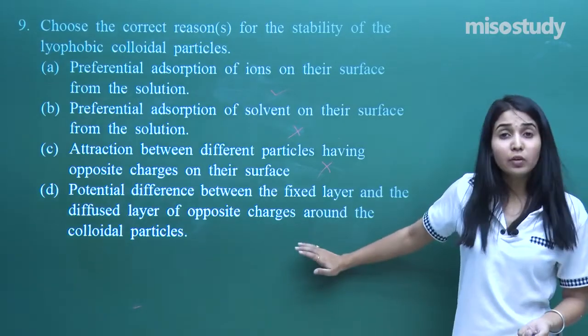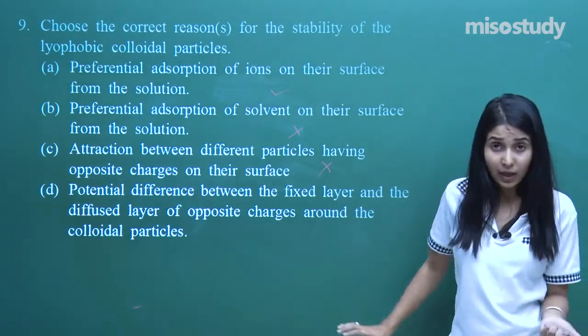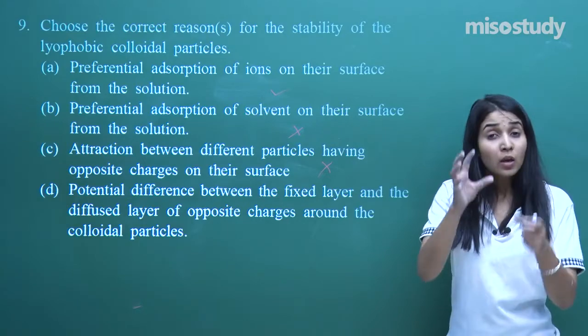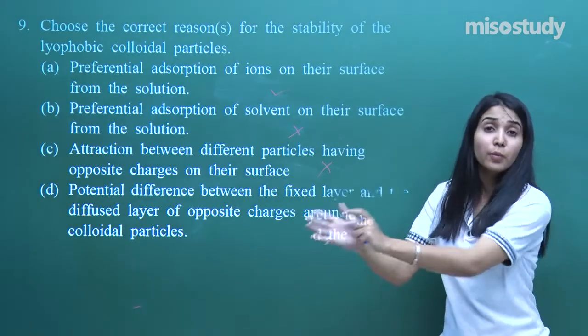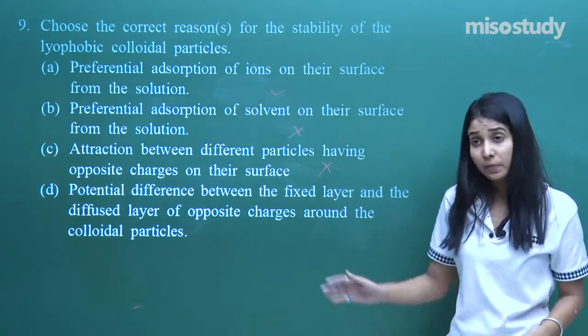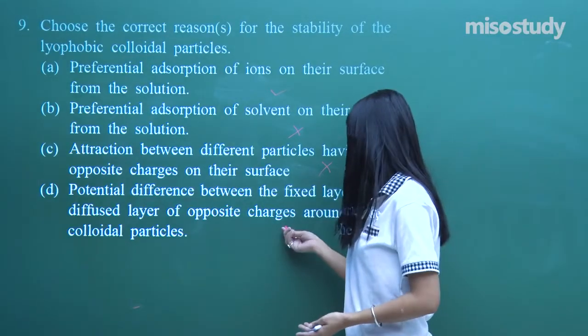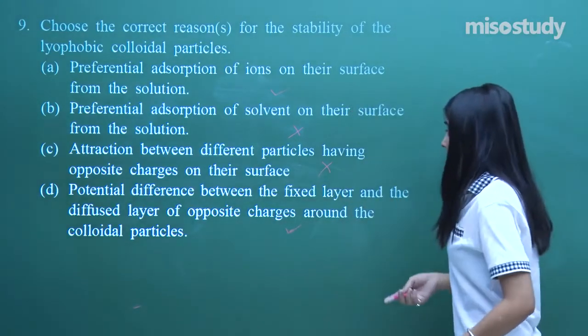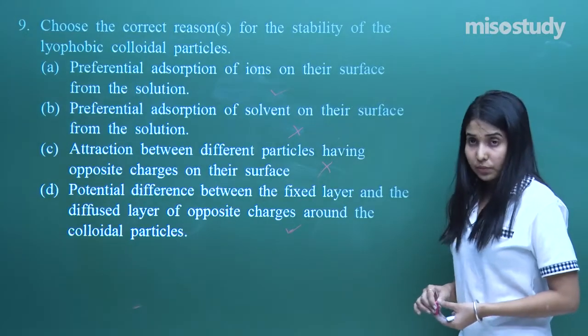If the diffuse layer is formed, somewhere we would have different potential differences, right? And that is the reason which is responsible for the stability of my lyophobic colloids, right? So I can say even this would be a correct option, right?